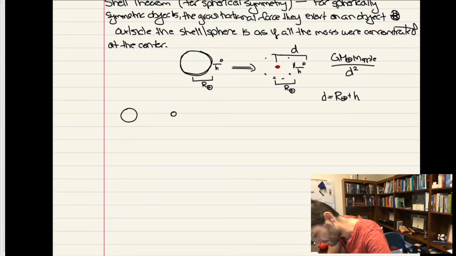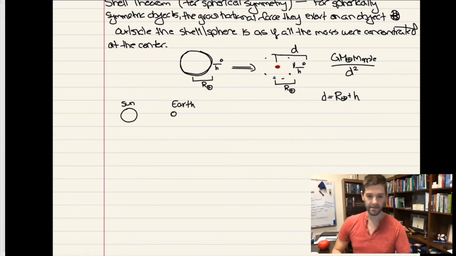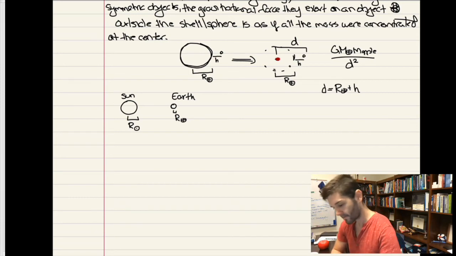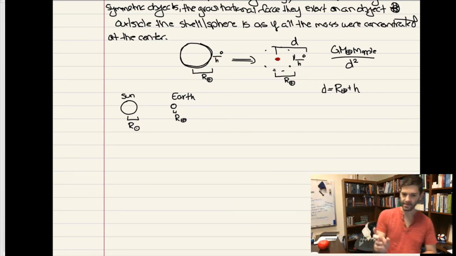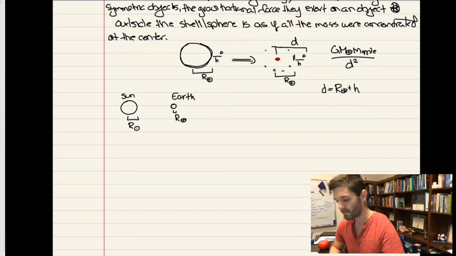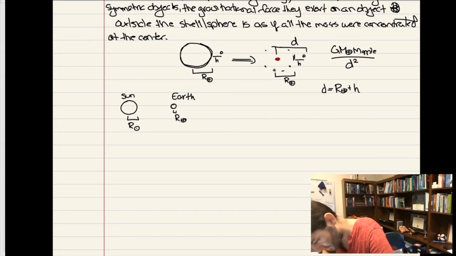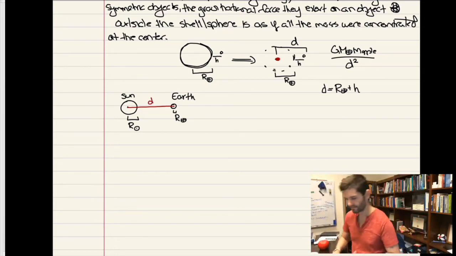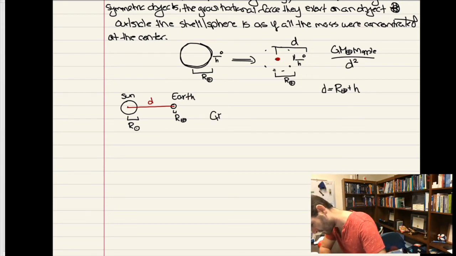This is true if both objects are spheres. Take the sun and the Earth. The sun has some radius, and the Earth has some radius. If I wanted to ask what is the gravitational force between the sun and the Earth, I would not look surface to surface. I would draw a line from the center of the sun to the center of the Earth, and that is what I would use for D. Center to center. Right. Gravitational forces are measured center to center.